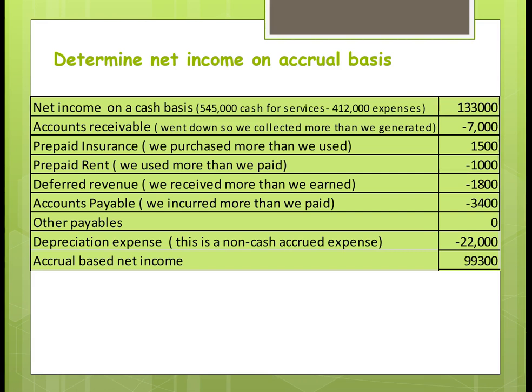Other payables didn't change. And then, of course, because we're going to accrual accounting, we have to subtract out depreciation expense. So, net income based on an accrual basis, in this example, would be $99,300. Now, that should help you with your homework. And next, we go to Chapter 3.